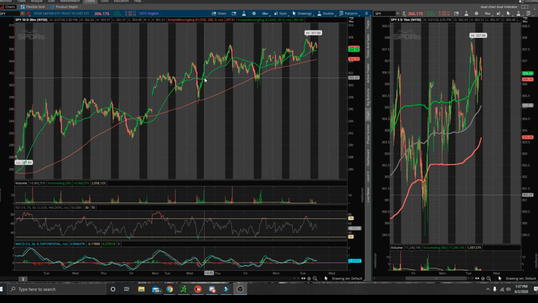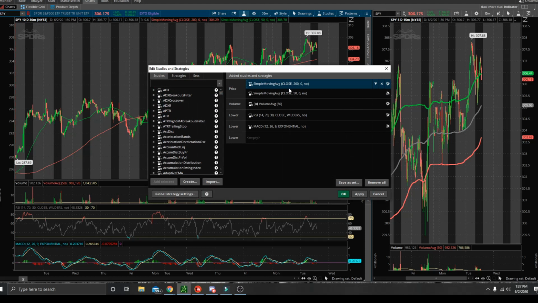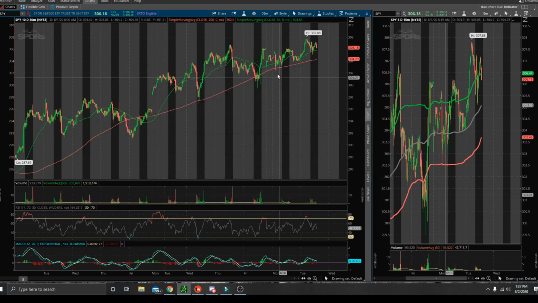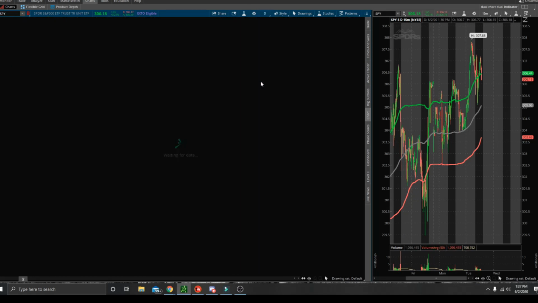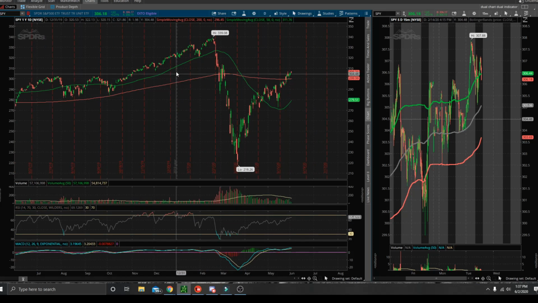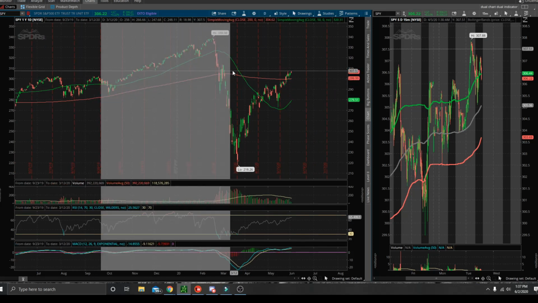So I have two different moving averages here. We can pull this up. The simple moving average, the 200, which is more of a longer term one, and then the simple moving average, the 50. Yeah, that's for the volume. Basically, I use these two to see if the overall stock is in an uptrend.